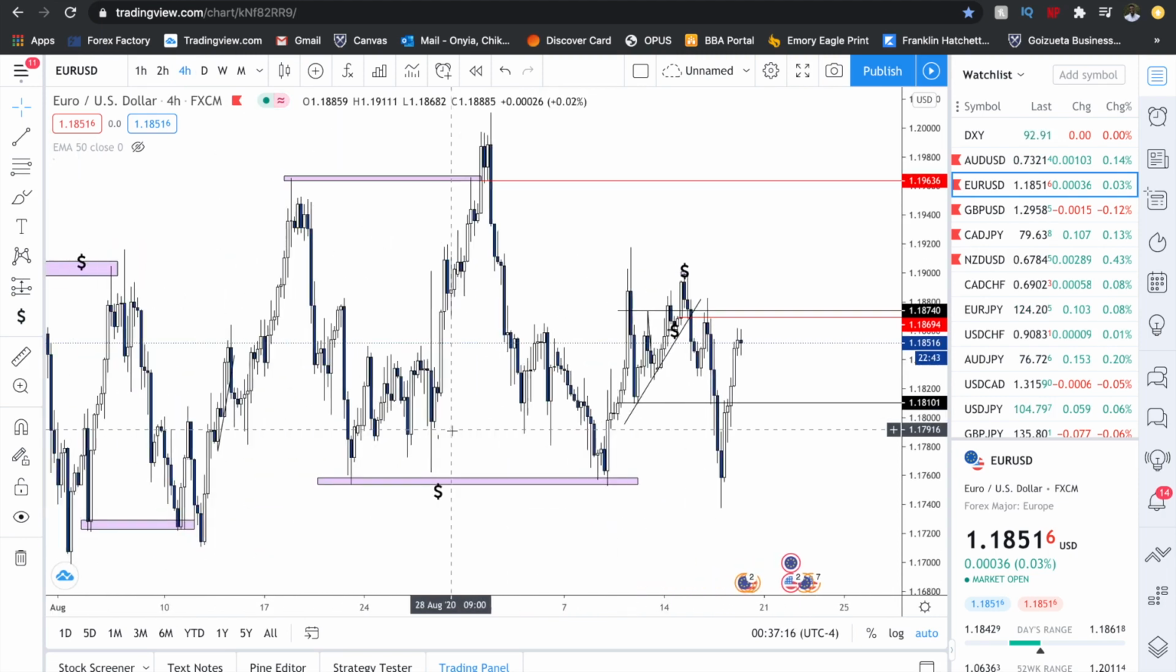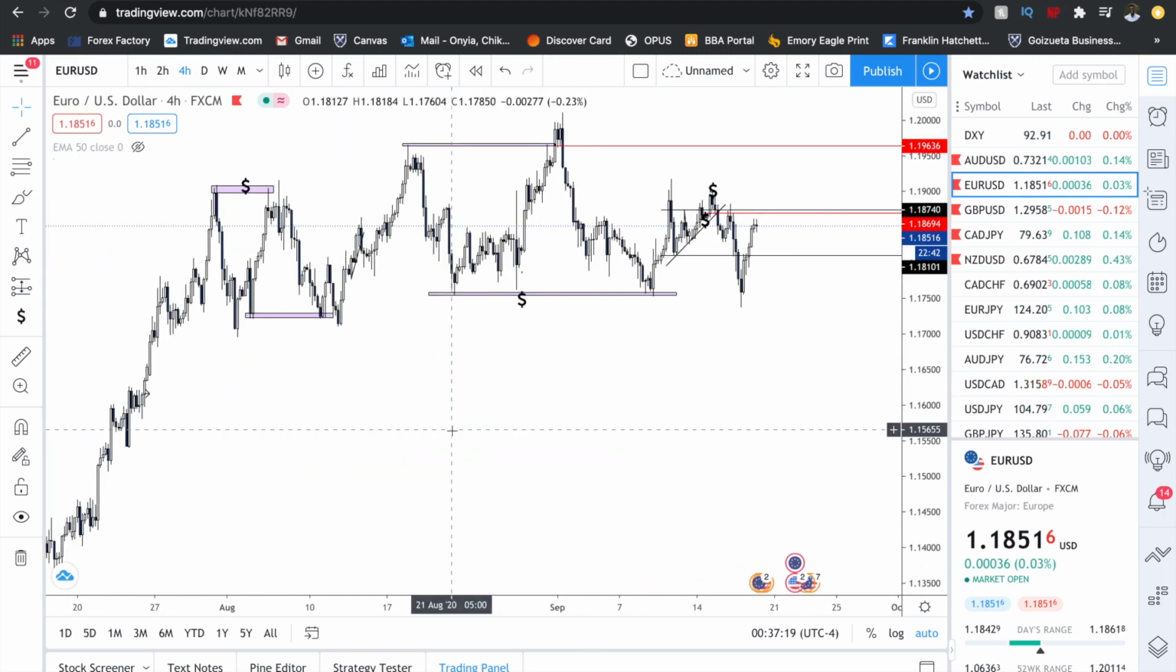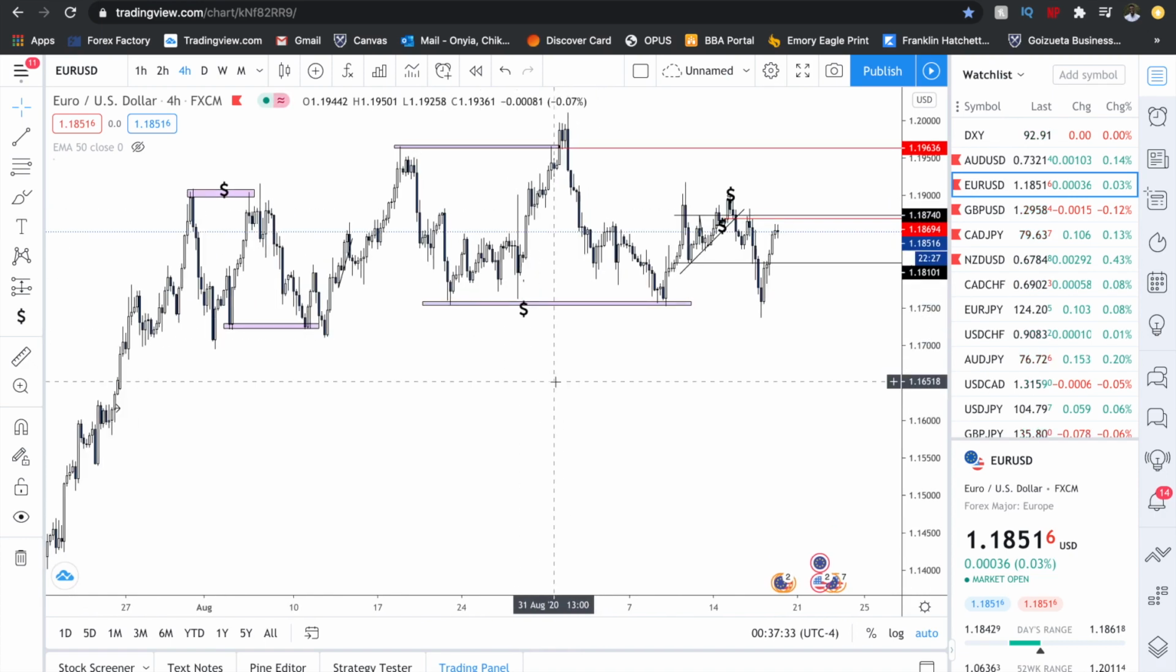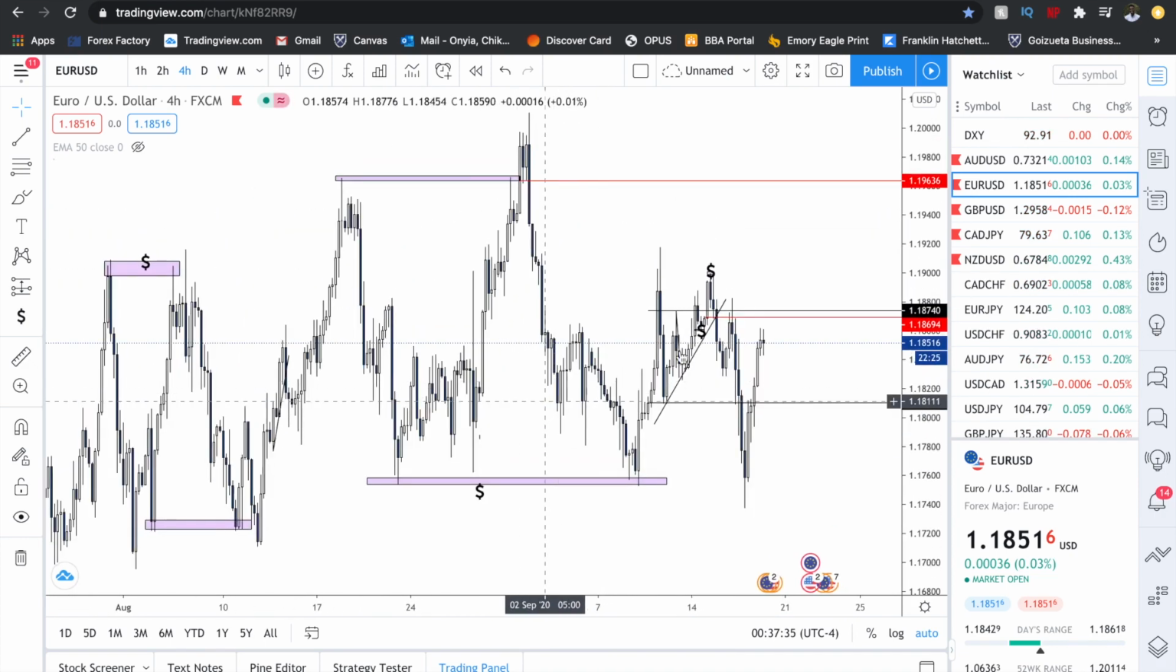Now we're going to go into the 4-hour. Now here's the thing, in OTE, people really think that you can just go from daily and then go straight to 5-minute. I personally don't like to do that. I like to mix my OTE with a little bit of smart money, right? Where are the equal highs and lows? Where's the liquidity that could be taken out, right?